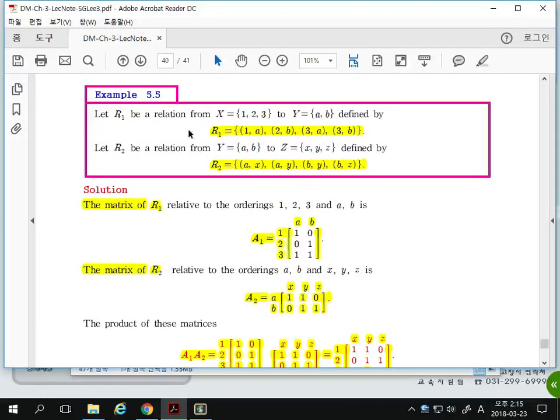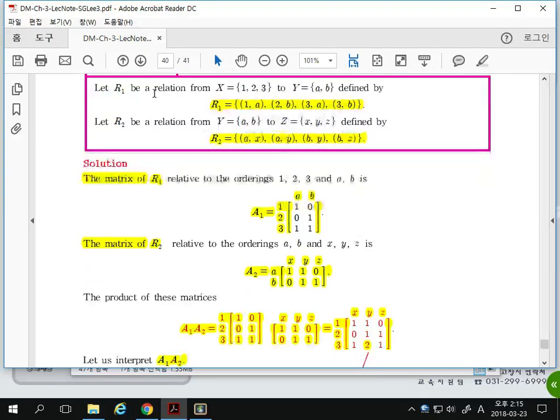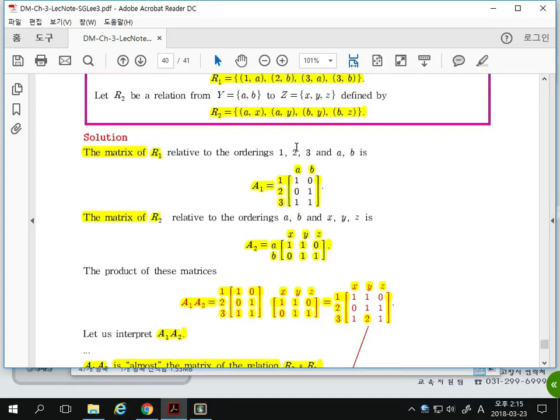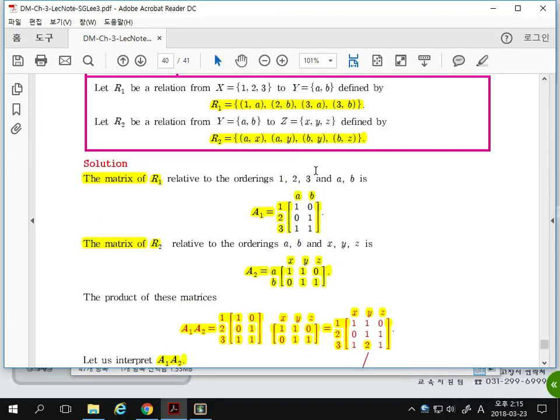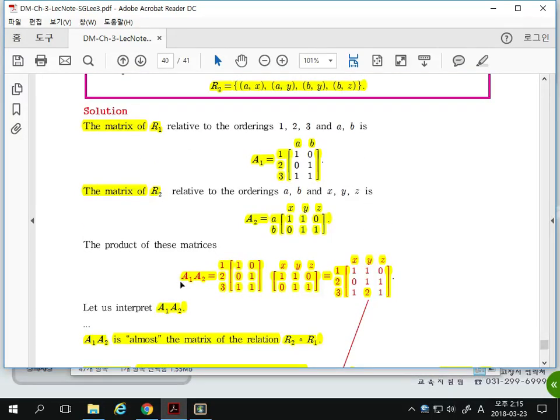And next, let's define R1 as a relation from X to Y, and R2 as a relation from Y to Z, like we define here. This is also a very interesting example. From the relation R1, we can have a 3 by 2 matrix like this. From the relation R2, we can define a matrix of size 2 by 3 like this. What about the product of these two matrices, from two distinct relations?